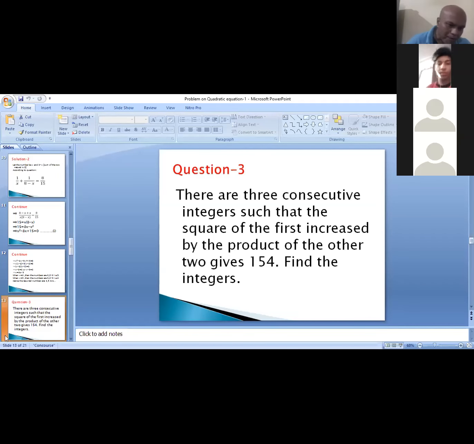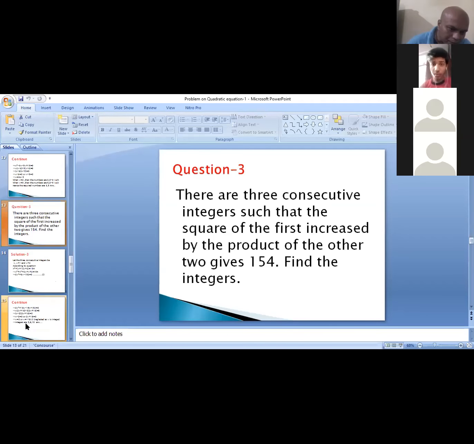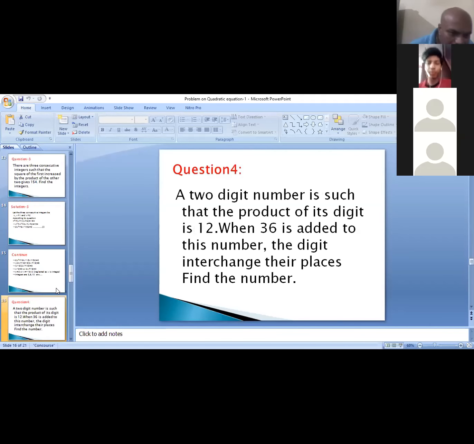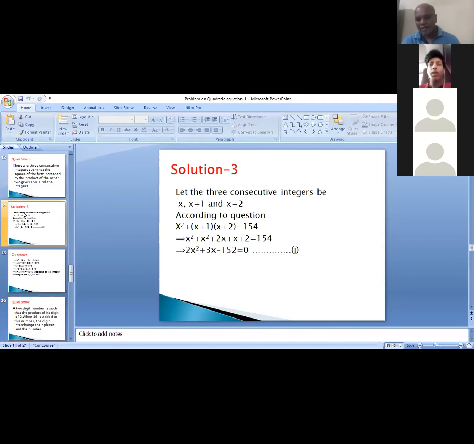Okay. x, y, z. Write down. Question is your this number. Let the three integers be x, x plus 1 and x plus 2. Okay. Let the three numbers be x, x plus 1 and x plus 2.